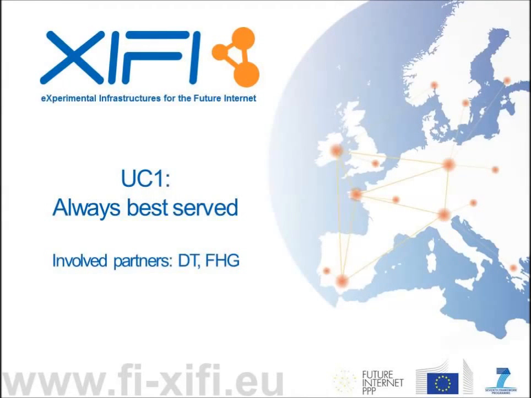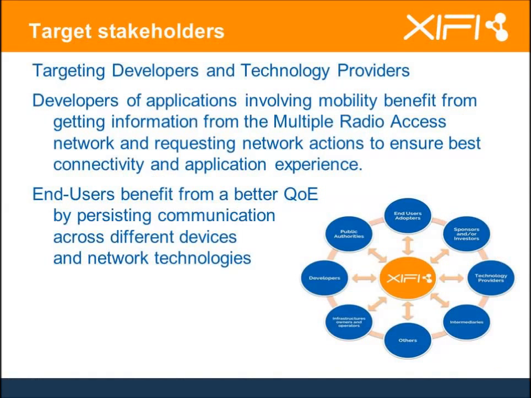Welcome to a short presentation concerning use case 1, always best served. In this use case, we showcase how network information of a mobile environment can be used by developers to enhance the quality of their services, especially real-time services. This use case was produced by Deutsche Telekom and Fraunhofer Gesellschaft and is running on the Berlin node at the moment. For the target stakeholders, we are targeting developers and technology providers.